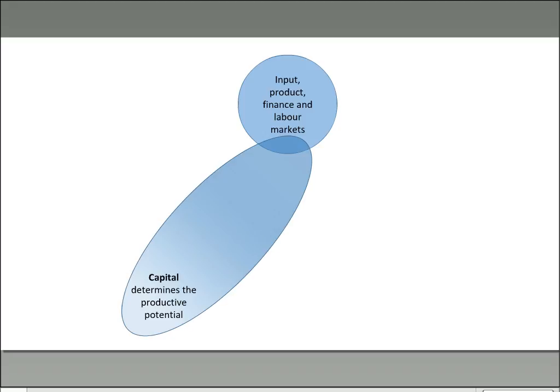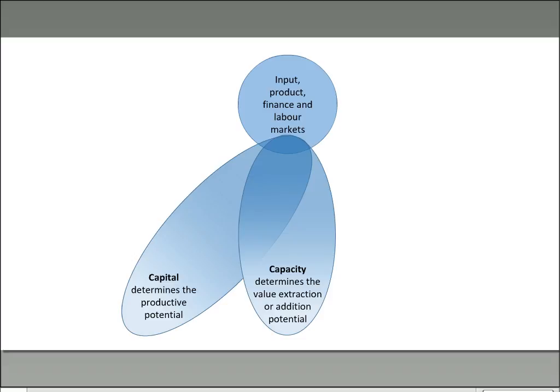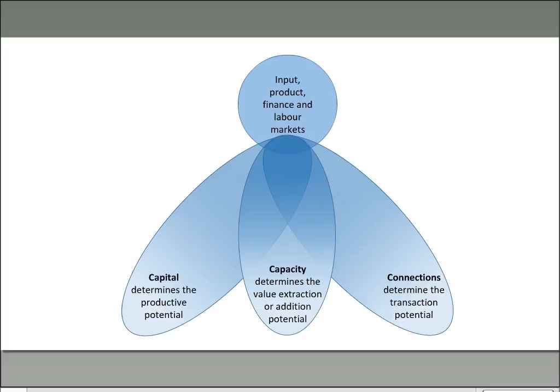Secondly, we have capacity, and by this we mean the level of skills and knowledge and the ability of groups of firms or individuals to organize themselves at a local level, and this determines the amount of value that can be extracted from the capital, from the assets, or added to the primary production. And thirdly, we have connections, by which we mean the functionality of networks which determines the transaction potential. In other words, is it physically possible and commercially viable to purchase inputs or take products to market?